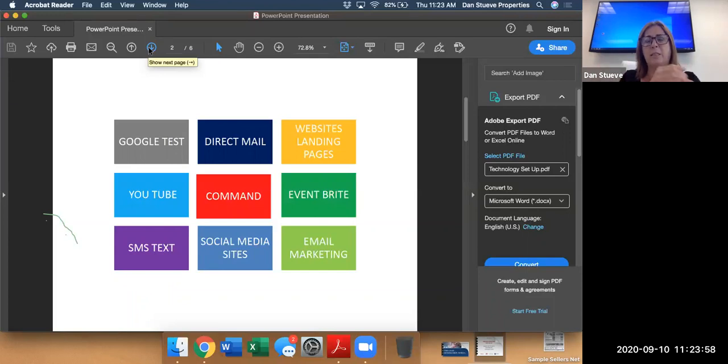But if you take a look at these 9 boxes, you have to be doing something in all of these 9 boxes. The middle box is your database, whatever your database is, okay? Where I have command, that's the center point of everything. Up in the upper left, it says Google Test. And I have the guide. It's in the Google Drive. There is a guide that you need to go out and test yourself with.